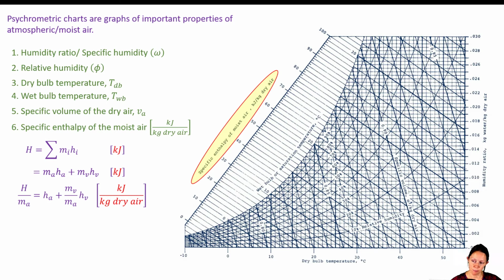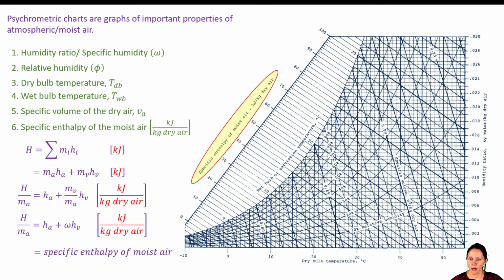HV has this MV over MA, and you may recognize that as just the definition for the specific humidity, or the humidity ratio. So that's what we're talking about. That's the specific enthalpy of the moist air. And you'll see as we go through air conditioning processes why this term right here is very useful.